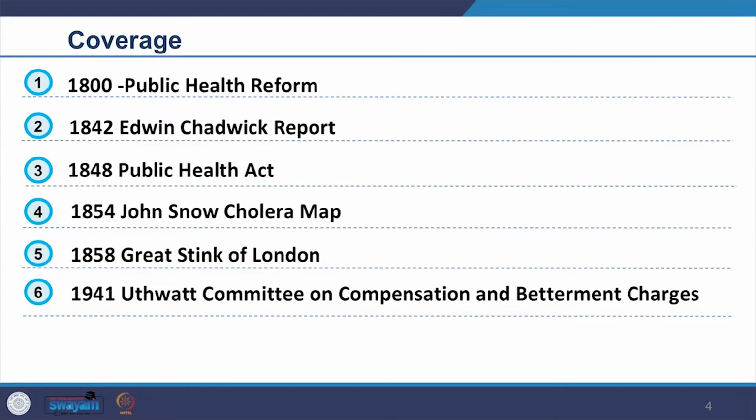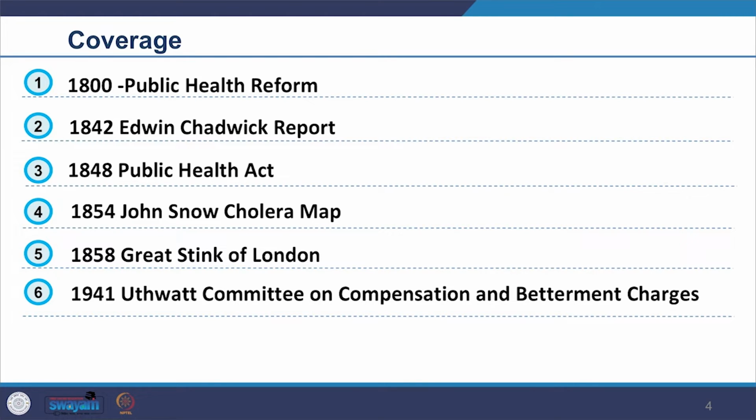So, we would look at the following. We will look at the public health reforms which were taking place in 1800. We have also seen this before during our lectures in contextualizing cities as well as when we dealt with public health issues. Further, we will look at Edwin Chadwick's report in 1842, then thereafter we will look at the Public Health Acts which came up, and then key research of John Snow's work on cholera.